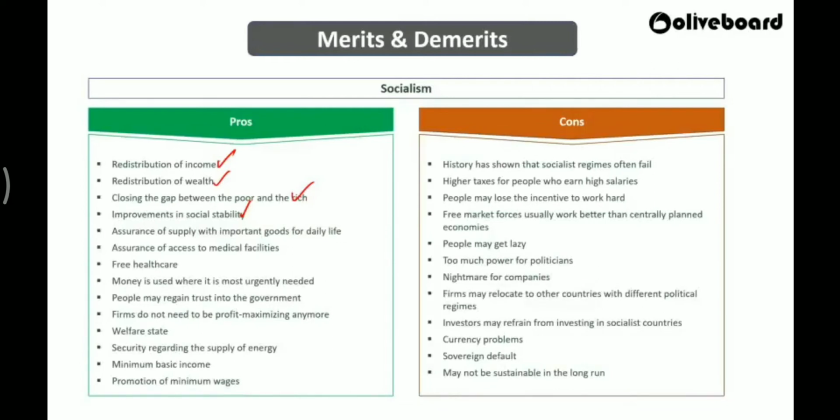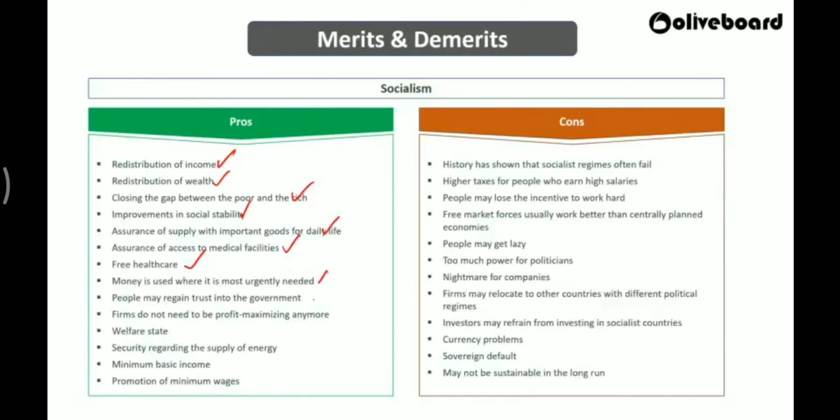I have to bring my economy, my people, my country to a certain level. All right, so improvements in social stability. See, assurance of supply of important goods for daily life. Assurance of access to medical facilities, free health care. Money is used where it is most urgently needed. I won't exploit. I wanted my people to have a good life. If I want to put it in a single line, I wanted my people, my country to lead a good and peaceful life. That's it.